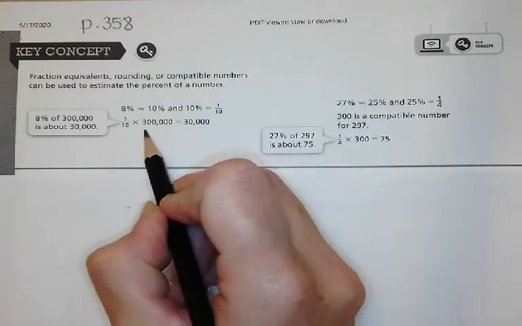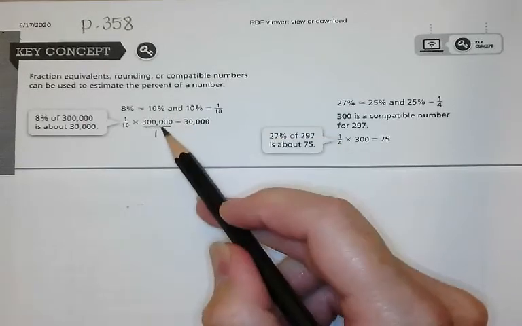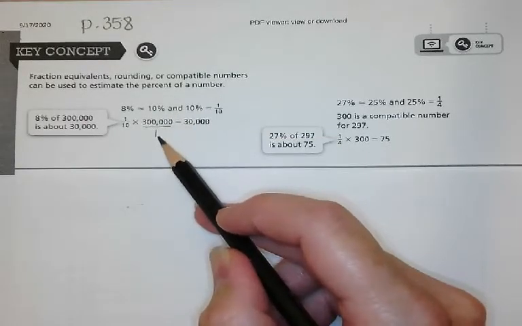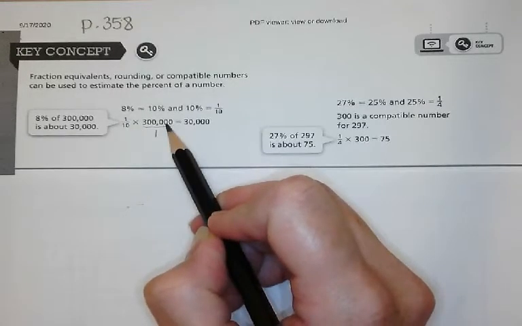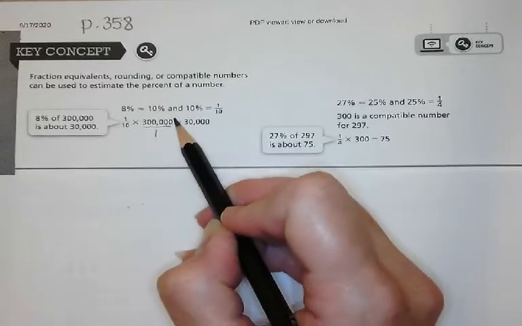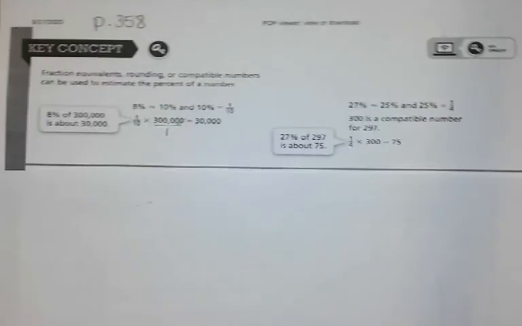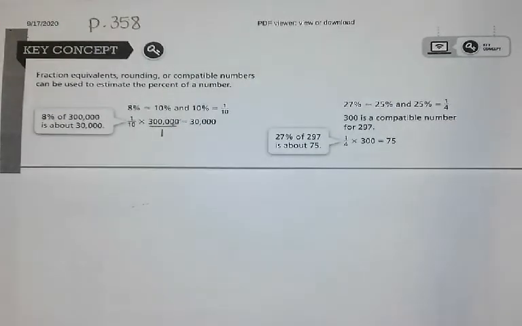One way to do this quickly in your head, if you understand that your whole number is out of 1, you would multiply 1 times 300,000 is 300,000, and then you would divide by 10, which is just taking away one of those zeros at the end to get the 30,000.